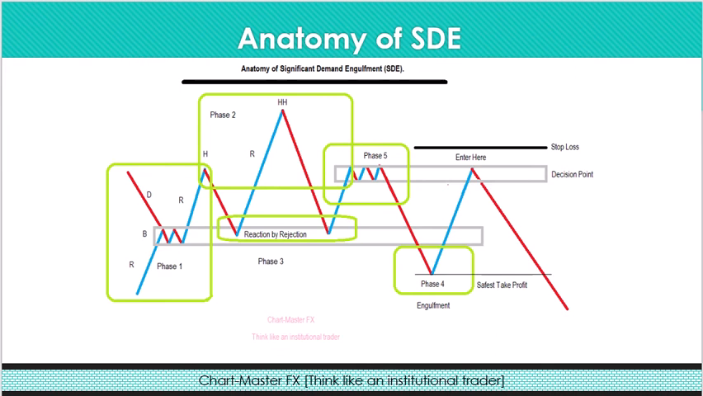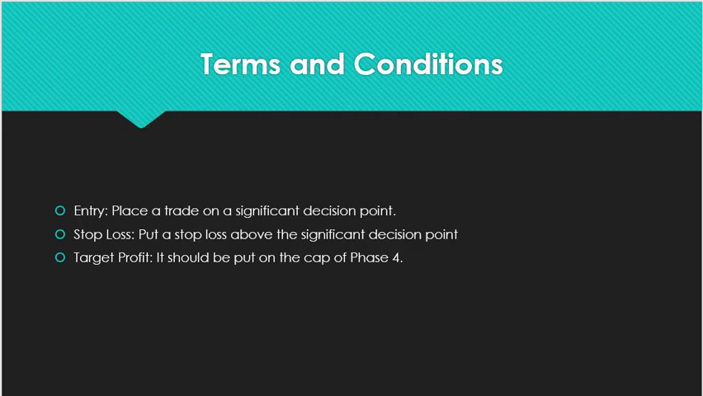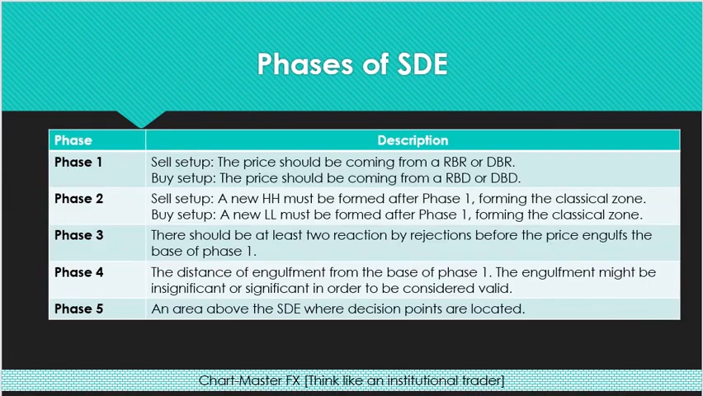So now we go to the terms and conditions. So the entry should be at a significant decision point, and you should put your stop loss above the decision point, and the target profit should be put on the cap of phase 4. You are going to see it as we go to chart examples.